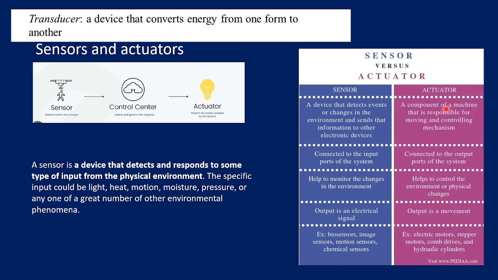Okay, if we consider actuators, an actuator is a component of a machine that is responsible for moving and controlling a mechanism. It is connected to the output port of the system. It helps to control the environment or physical changes. The output is a movement, because we have to move something. The examples are electric motors, stepper motors, comb drives, hydraulic cylinders, etc.